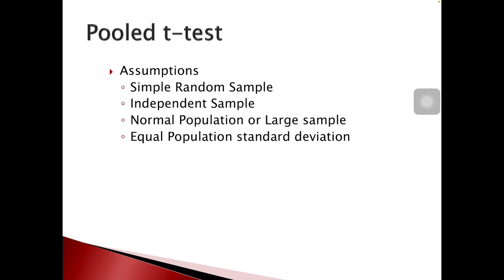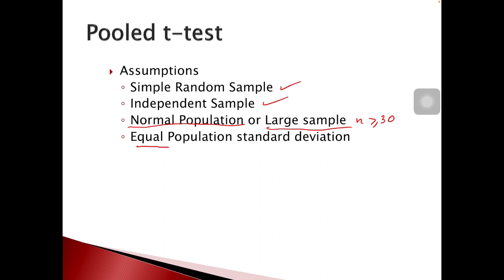In this case, we have a few assumptions. We are considering simple random samples, independent. The first sample and second sample are independent. Populations are normally distributed, or we have large enough samples, which means n greater than or equal to 30, something like that, so we can approximate this as normally distributed.